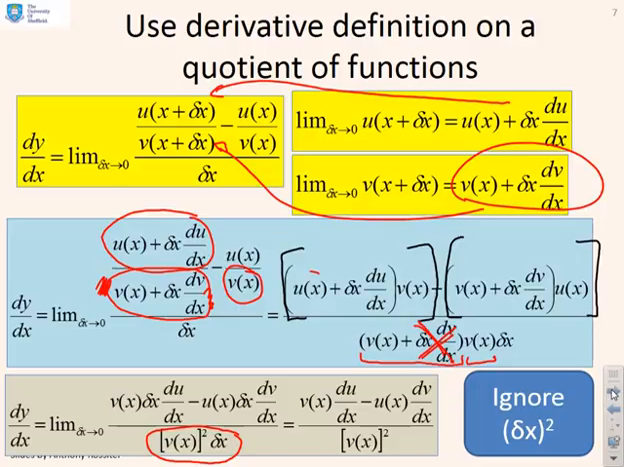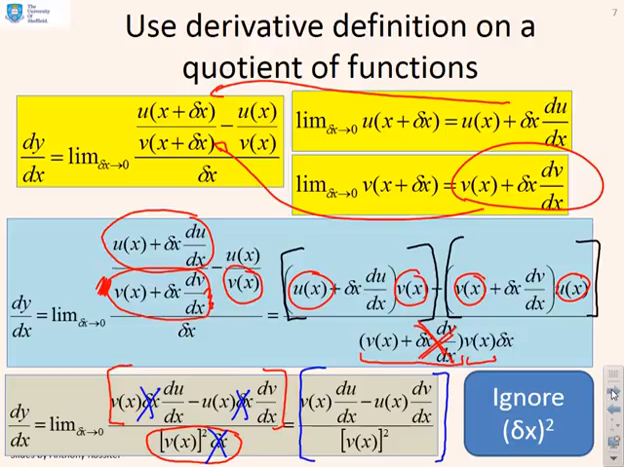Next, if we look at the numerator, you'll see I've got a uv term here and a uv term here. So those are going to cancel because of the negative sign in between them. So the numerator is going to reduce to v of x times delta x du dx minus u of x delta x dv dx. And of course what you then notice is the delta x's will cancel. And when you cancel those delta x's, you get left with this result here, which is v du dx minus u dv dx over v squared, which is our quotient rule.